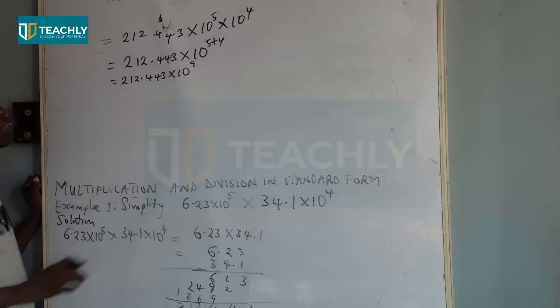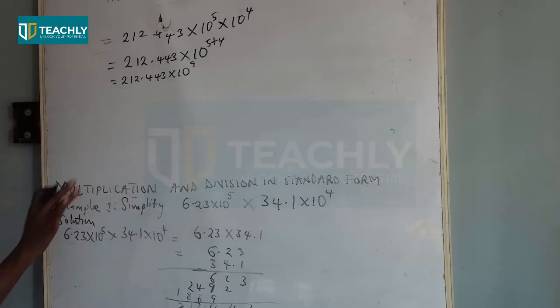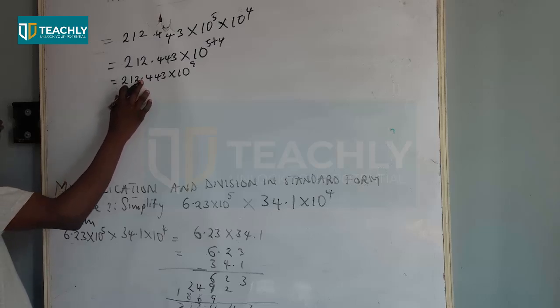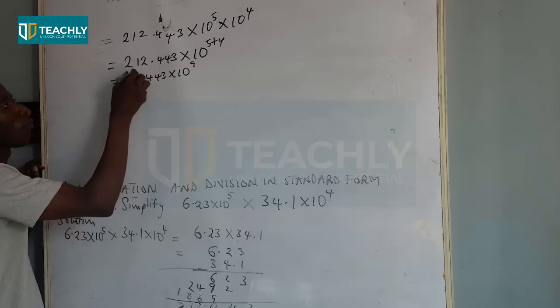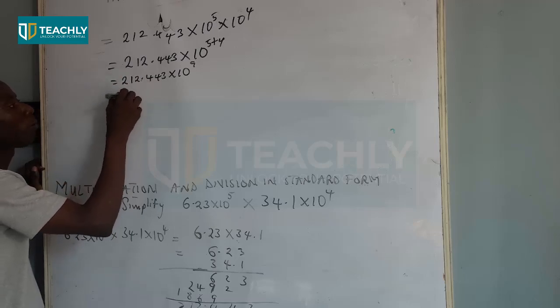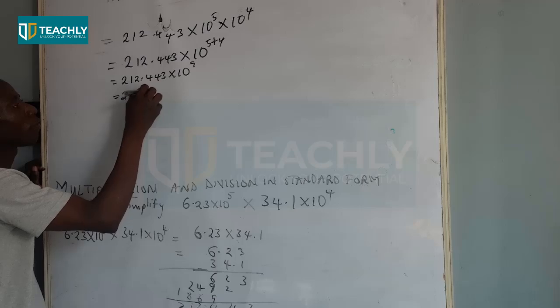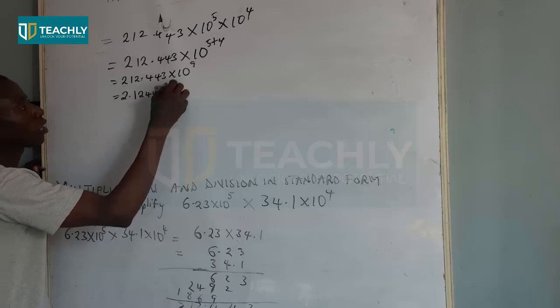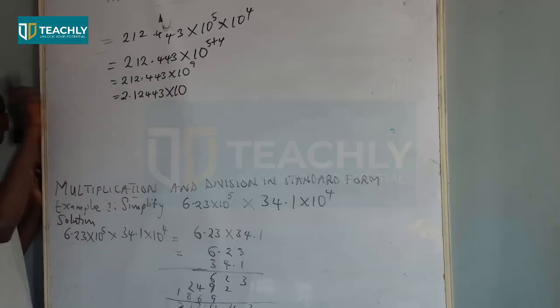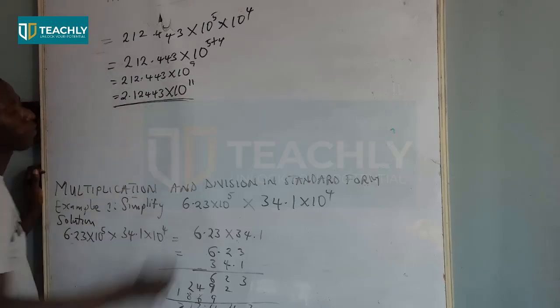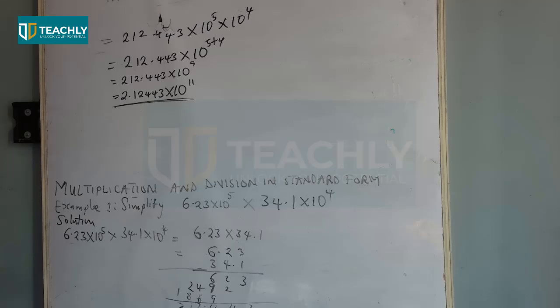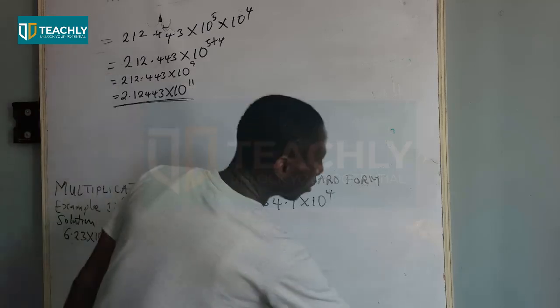This is not our final answer. The standard way is that, in standard form, the decimal point should be after the first digit. So let's shift the decimal point from here, 1, 2. That will be 2.12443, and the power becomes 11, because we shifted the decimal point twice. We had 9 here, so it is 9 plus 2, 11. And this is our final answer. That is multiplication of numbers in standard form.